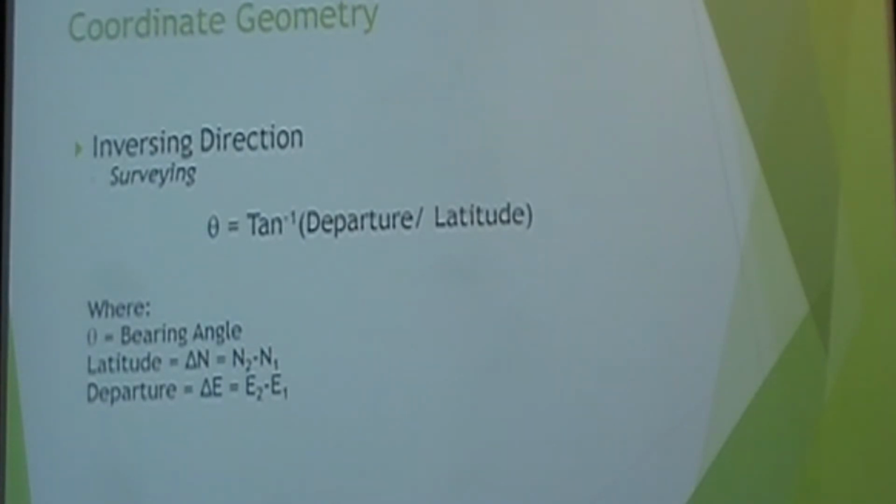So this would give me the true bearing angle. And if we take this concept for direction, we're taking the arctangent of departure over latitude, and make sure that it's always departure over latitude. If you reverse that, you're going to get the angle off of the x, and we're always working off of north or the y value.